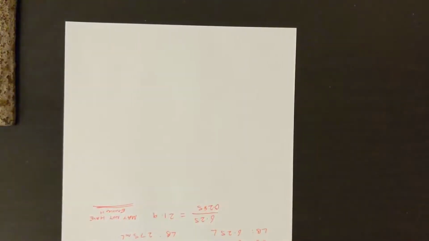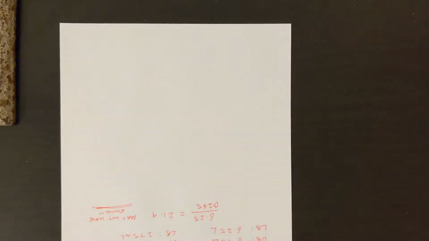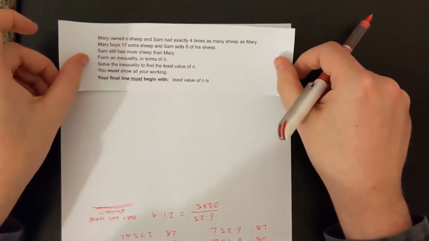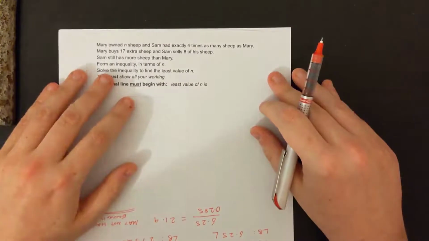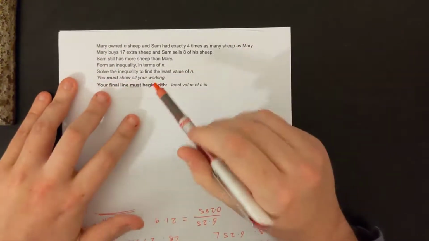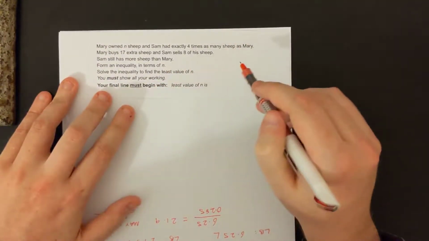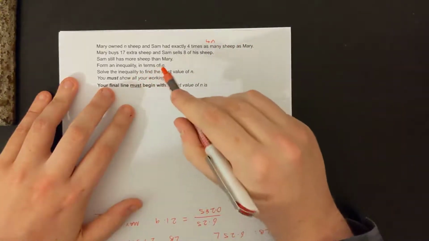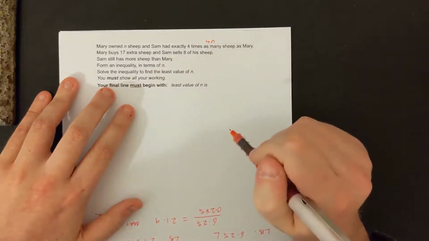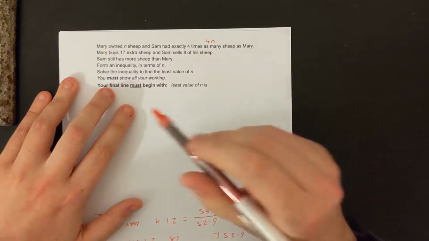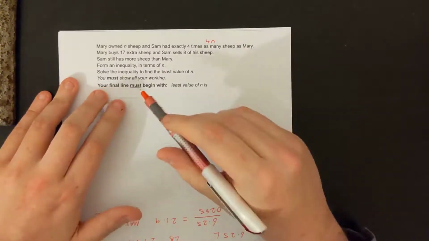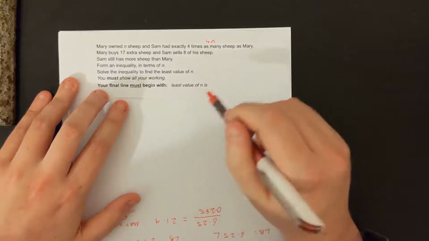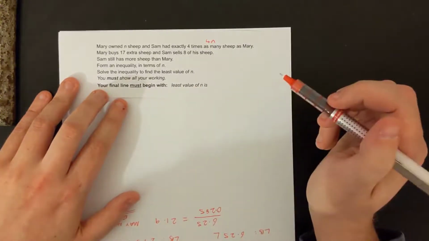The final question I want to speak through uses a very similar skill set, but gets you to write the inequalities yourself. Mary owned n sheep, and Sam had exactly 4 times as many sheep as Mary. Mary buys 17 extra sheep, and Sam sells 8 of his sheep. Sam still has more sheep than Mary. Form an inequality in terms of n. Solve it to find the least value of n. You must show all your working.